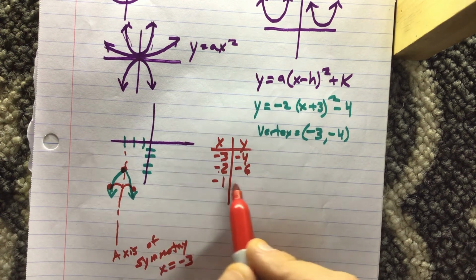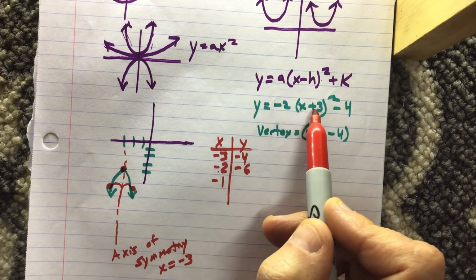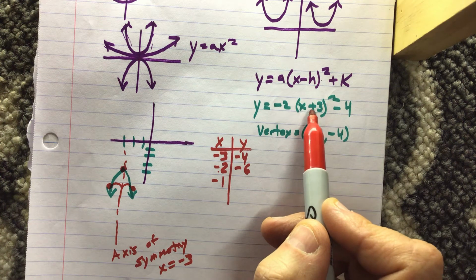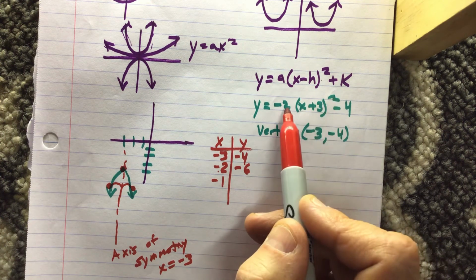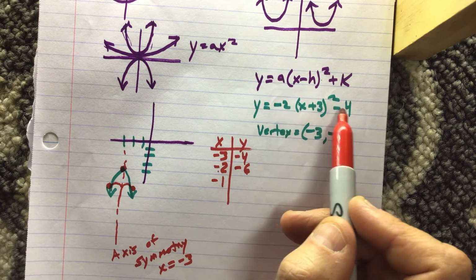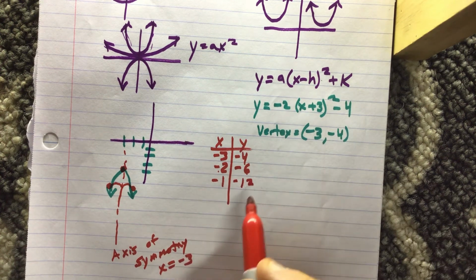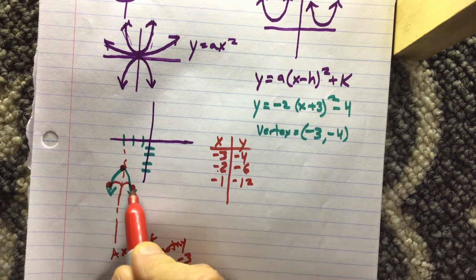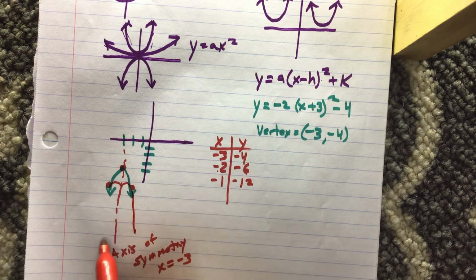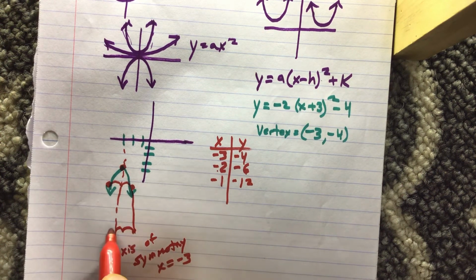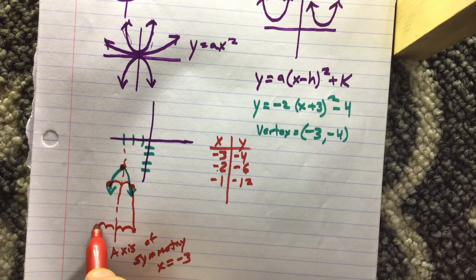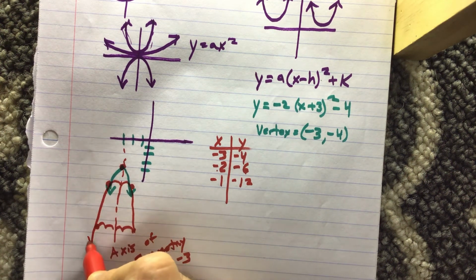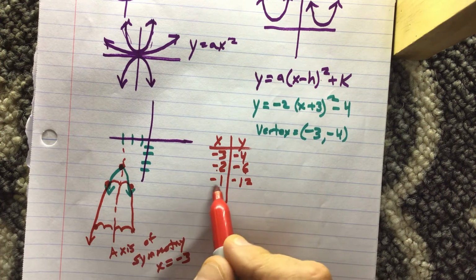Now I'll plug in negative 1. Negative 1 plus 3 is 2. 2 squared is 4. 4 times negative 2 is negative 8. Minus 4 is negative 12. So negative 1, all the way down to negative 12, which comes down here. And so I know if I'm 2 steps this way, there must also be a negative 12 here because of the symmetry. And that would be if I had plugged in negative 5.